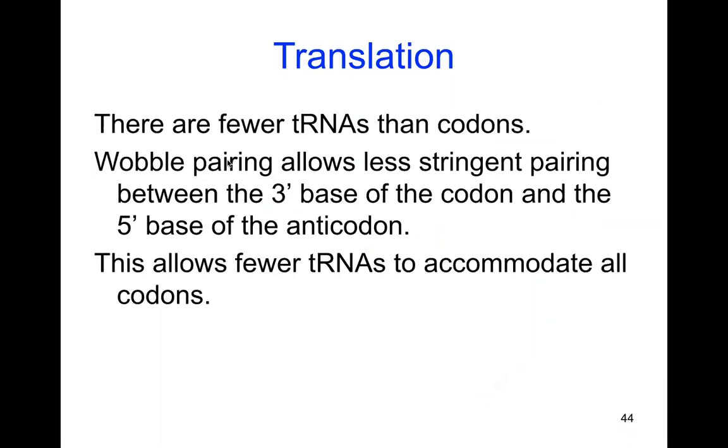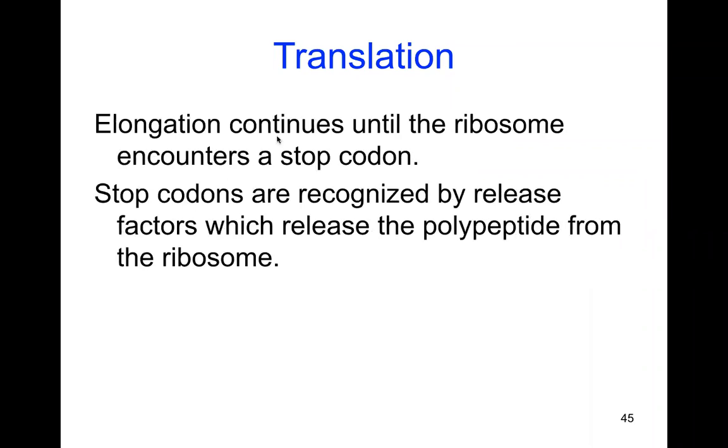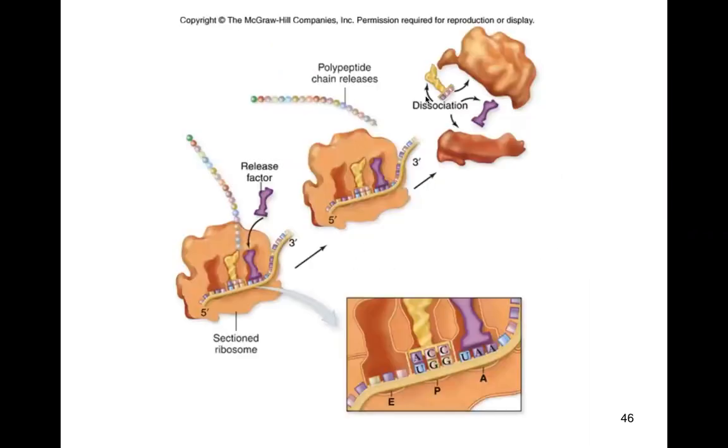So in translation also, there are fewer tRNAs than codons. So we have the so-called wobble pairing, which allows less stringent pairing at the third base and so on. And this will allow fewer tRNAs to accommodate all the codons. Then elongation continues and the ribosome encounters a stop codon. So as mentioned earlier, the stop codons are recognized by release factors which release the polypeptide from the ribosome. So it is shown in here, the release factor and the polypeptide chain, then they dissociate, no?